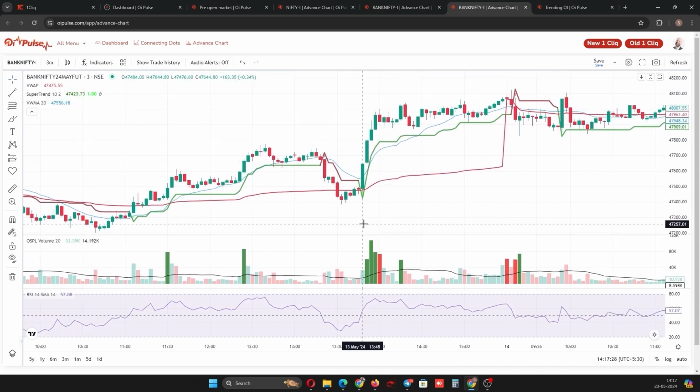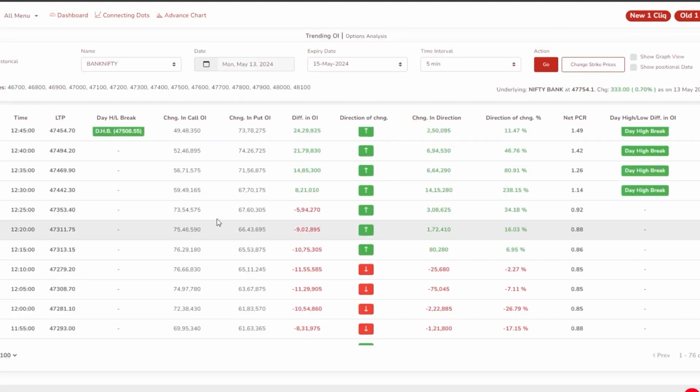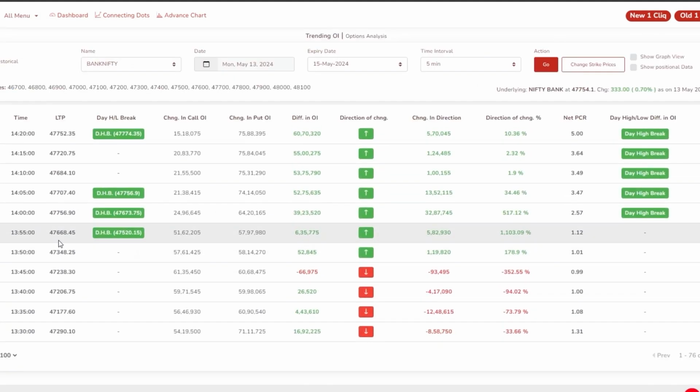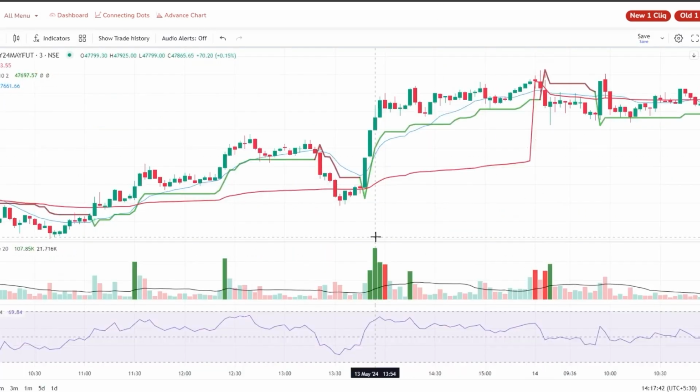And again, the next 50k volume is at 13:51. We'll go here, check for 13:51. At 13:51, the market is in bullish mode. That is a good sign. And did I get a second volume candle? Yes, the volume is also there.